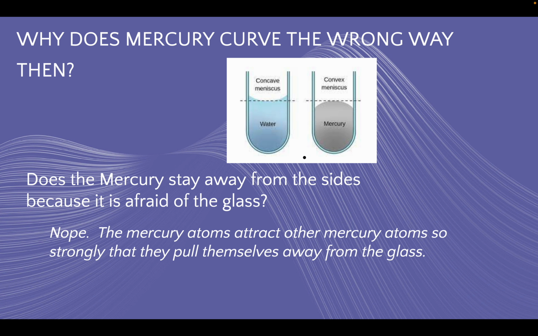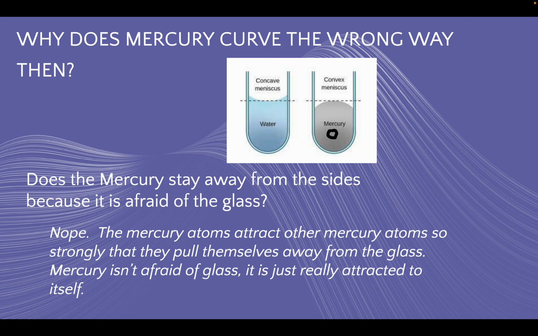Okay, mercury is just an atom. You can find it on the periodic table. It's number 80. I almost said number 40. It's just an atom. It is not polar, so it doesn't have a positive and negative side. So it's not attracted to the positive and negative ions in the glass. Actually, mercury is just attracted to other mercury because they can use London dispersion forces to attract themselves. So the mercury is not afraid of the glass. It's just more attracted to itself.